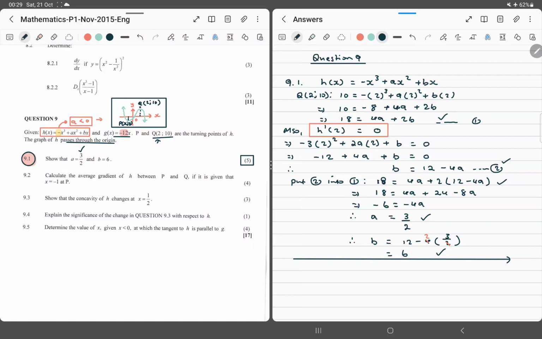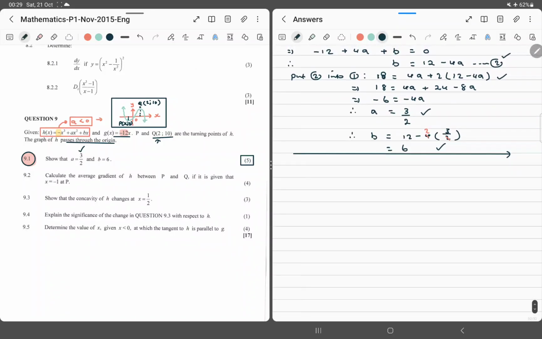So I think this one is a bit vague, but whatever. These marks can be awarded anyway, from this substitution here, that substitution there, or this statement right here. So it can be anyway. These 5 marks are in the bag anyway. So let's go. 9.2.